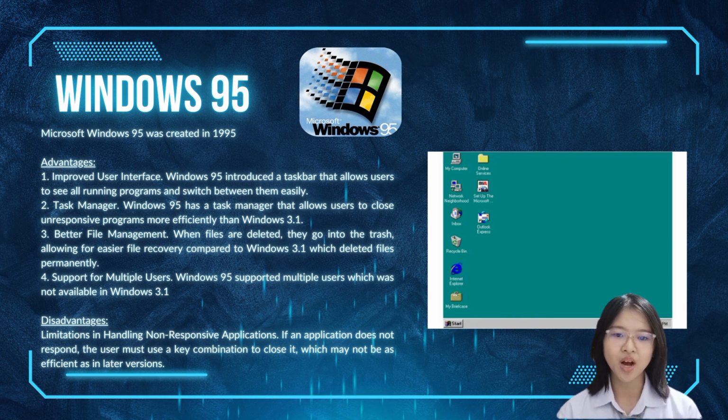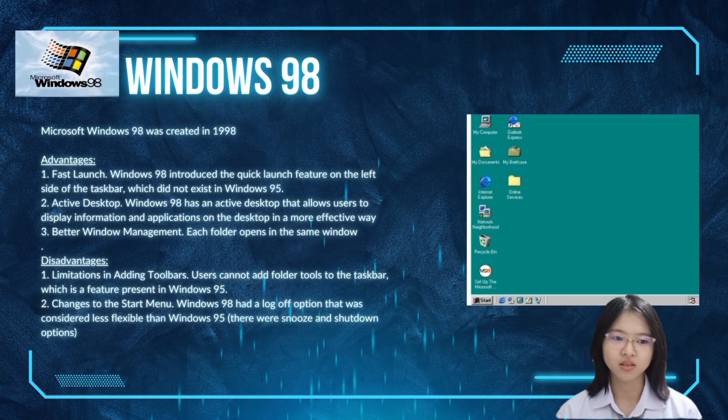3. Better file management. When files are deleted, they go into the trash, allowing for easier file recovery compared to Windows 3.1, which deletes a file permanently. 4. Support for multiple users. Windows 95 supports multiple users, which was not available in Windows 3.1. The disadvantages: limitation in handling non-responsive applications. If an application does not respond, the user must use a key combination to close it, which may not be as efficient as in later versions.